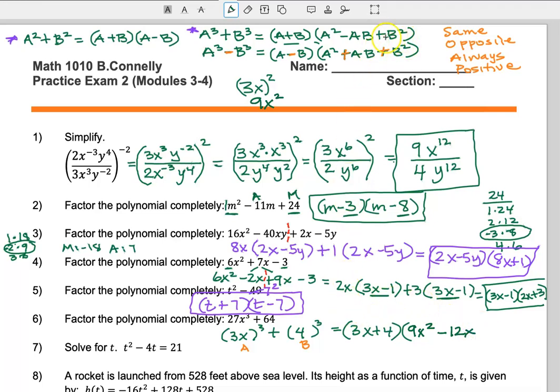And then our last one, we need to take our b and square it. So 4 squared is 16, so plus 16. And then let's make sure that we use SOAP, all right? Same, opposite, always positive. So it started off with plus, so I should have a plus in that first sign in between, then the opposite of it, and then the last one there is always positive. So I can see, yep, followed that, and so that is how it factors.